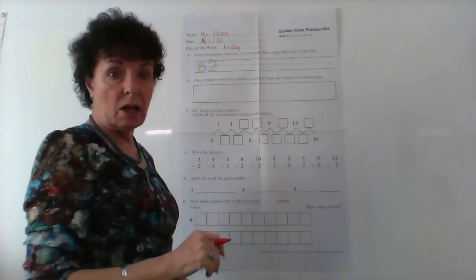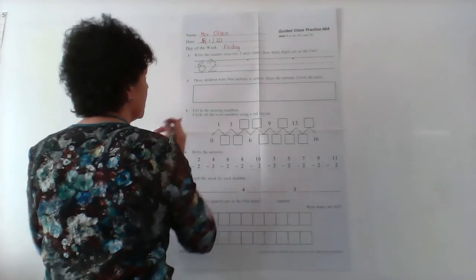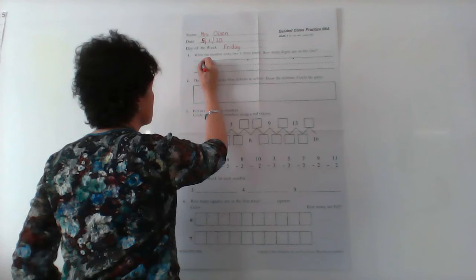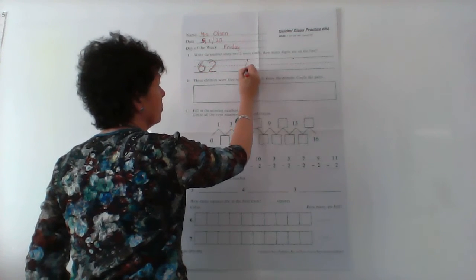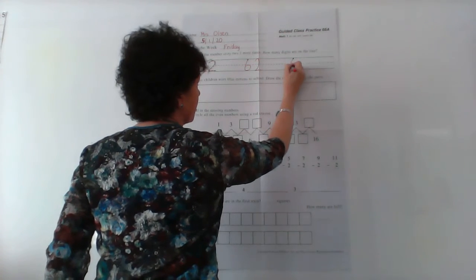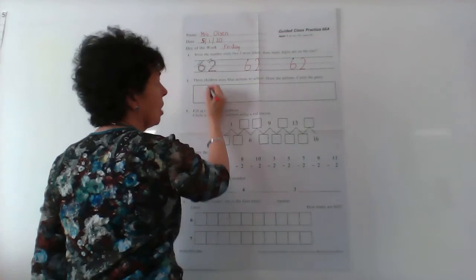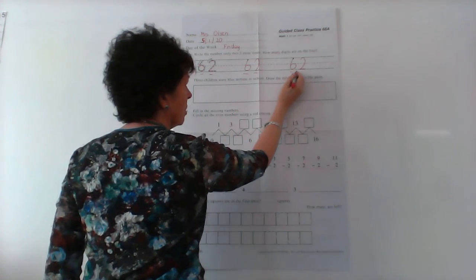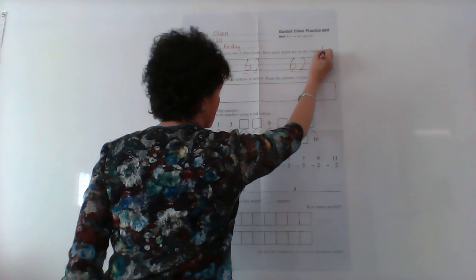Now, this should be getting really easy for you. We're going to write the number of digits. And it says, write the number 62 2 more times. 62, 62, 62. Okay, let's underline our digits so we can count them. 1, 2, 3, 4, 5, 6, 6 digits.